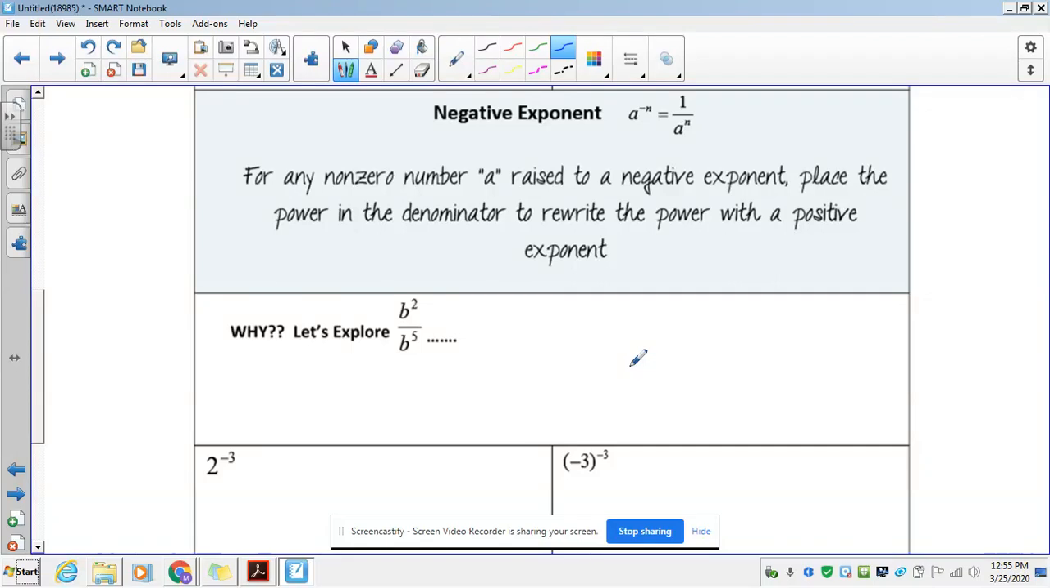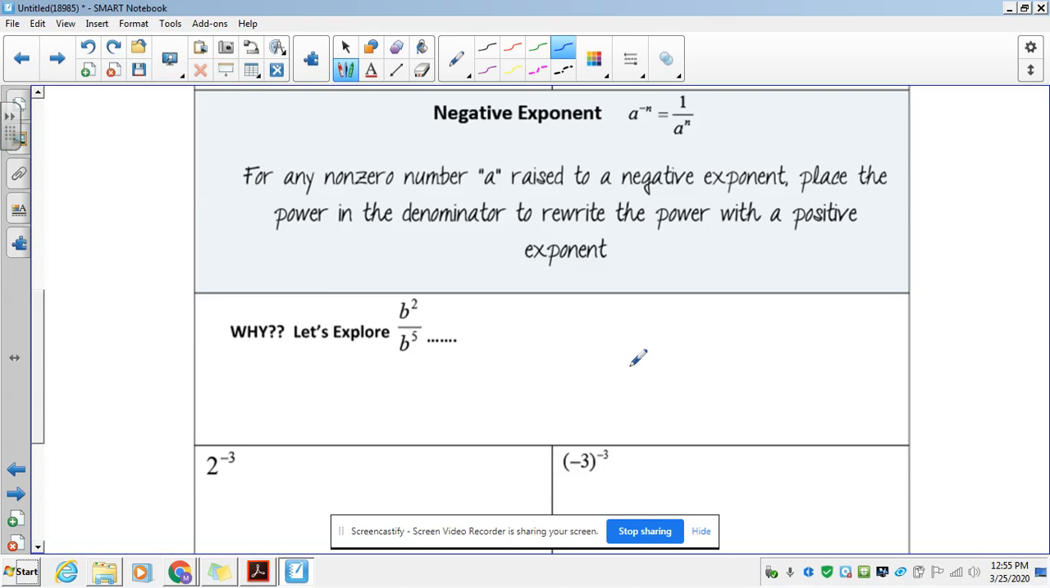Hi, so now we are looking at the negative exponent property. The negative exponent property is very important because there's always a lot in math of the do's and don'ts that we have. And one of the most important is you're not allowed to have a negative exponent. They don't like to see negative exponents.